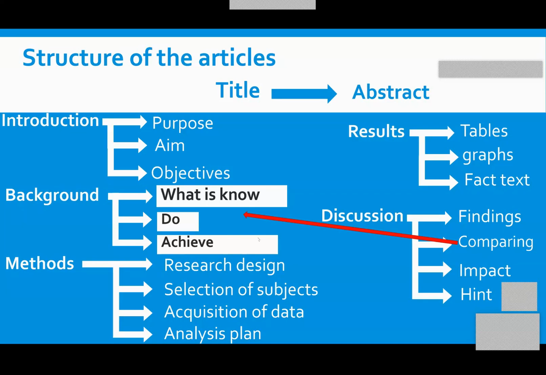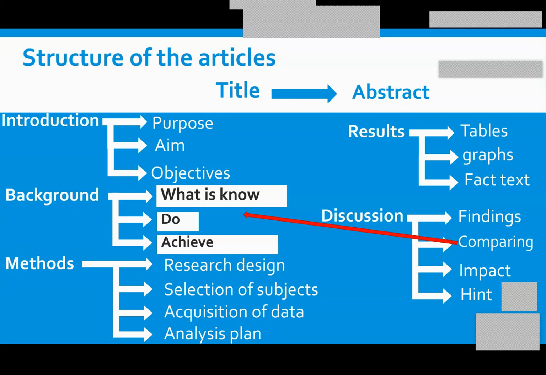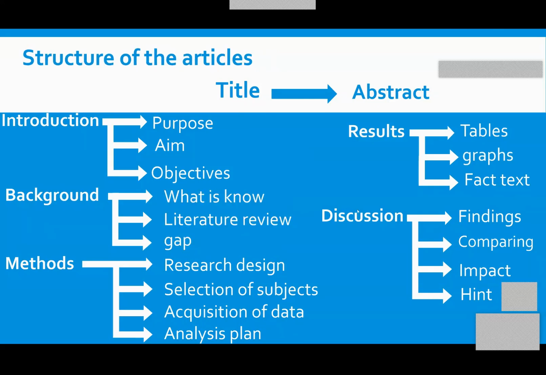Okay, so again, the structure of an article is composed of the title and the abstract, with the introduction, background, method, result and discussion. Now, some people ask, what is the difference between introduction and background? We'll talk about this, but most of the medical research combines both. So again, the structure of the article is introduction, background, method, result, and discussion.